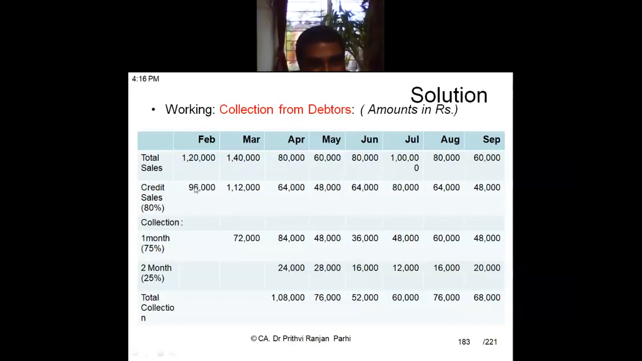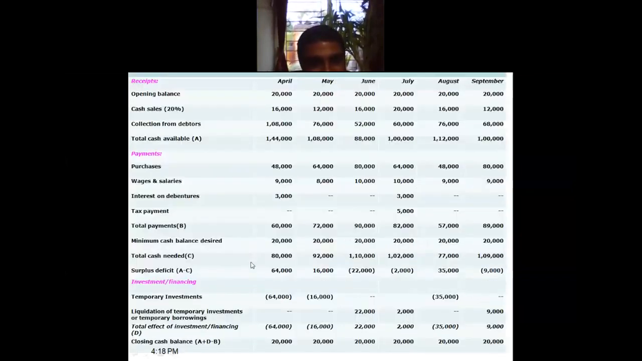75% will be collected in the next month. So for February, 75% will be collected here. This is 112. 75% will be collected in the next month, in the month of April. Understood? So this is 72, 75% of 96. This is how 75% of the previous month's sales will be collected.